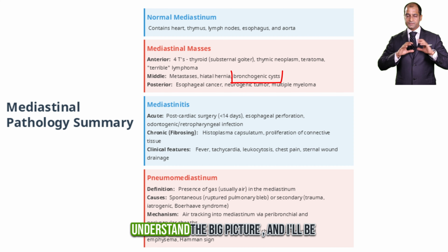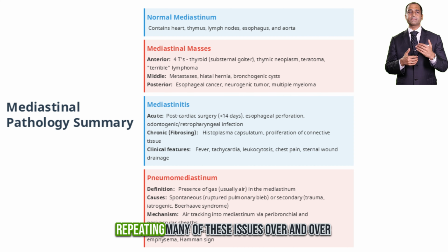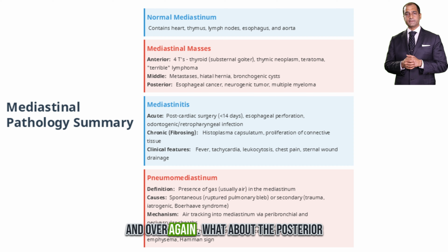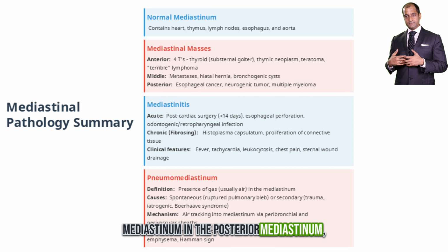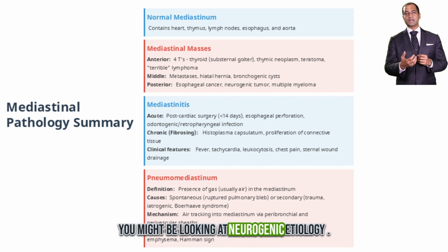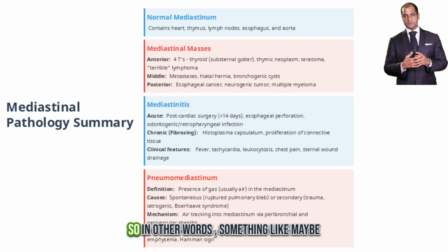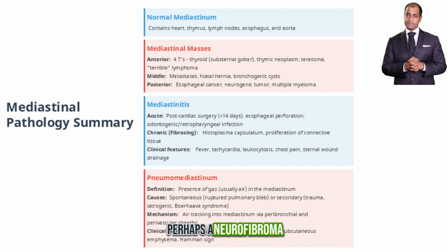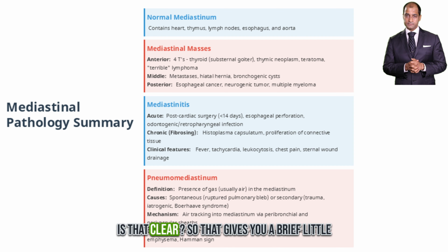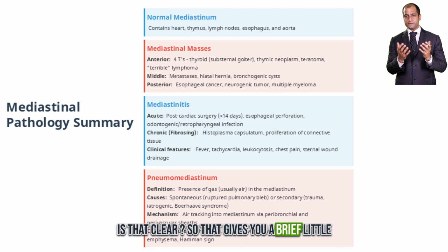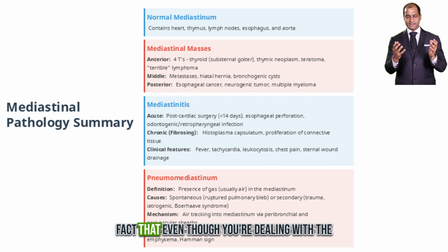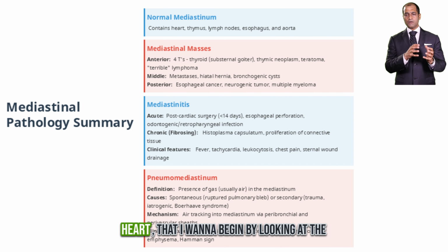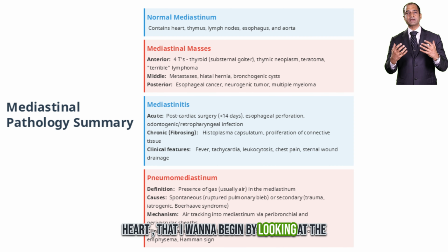So understand the big picture. And I'll be repeating many of these issues over and over and over again. What about the posterior mediastinum? In the posterior mediastinum, you might be looking at a neurogenic etiology. So in other words, something like perhaps a neurofibroma. Is that clear? So that gives you a brief little summary of where we are with cardiology and the fact that even though you're dealing with the heart, I want to begin by looking at the mediastinum.